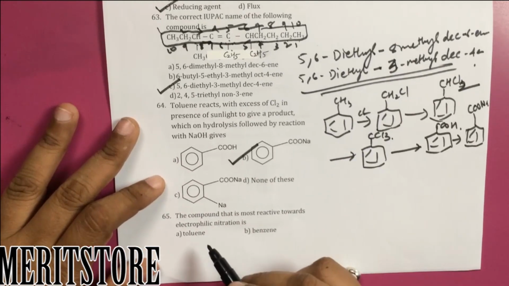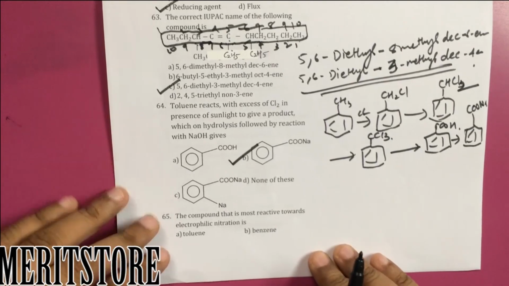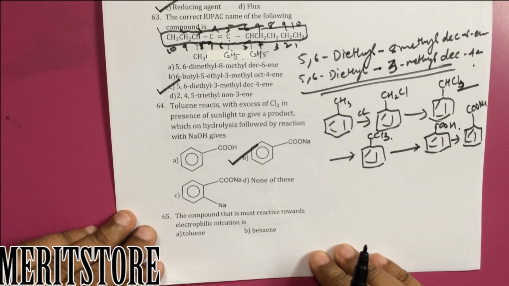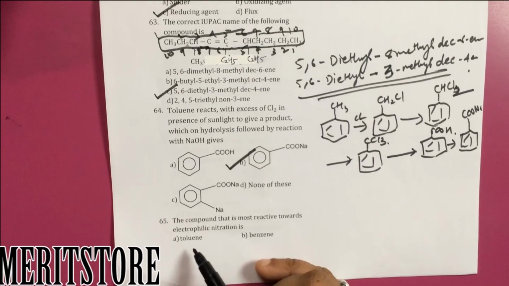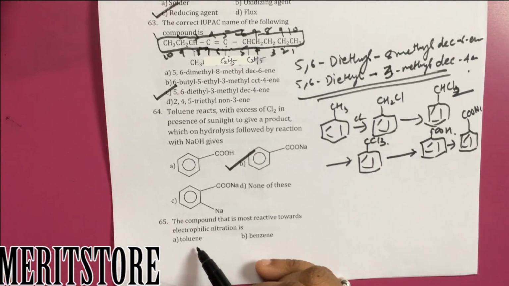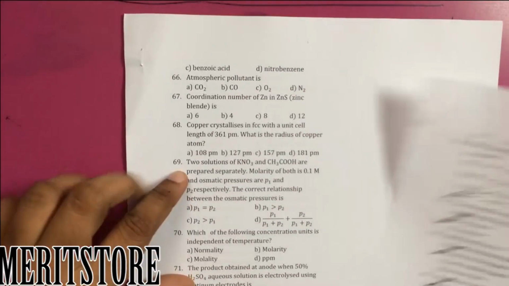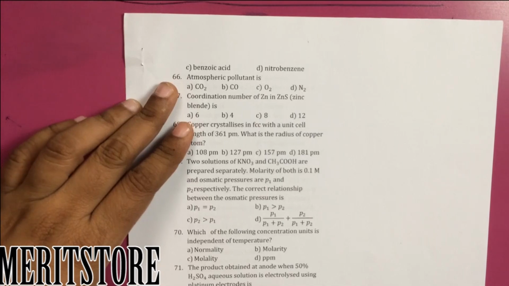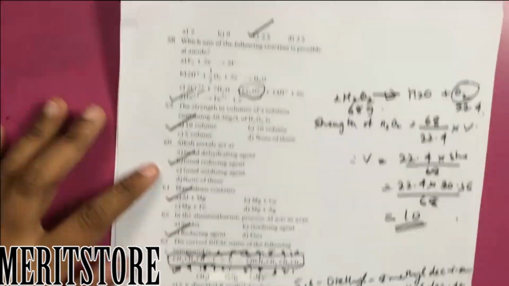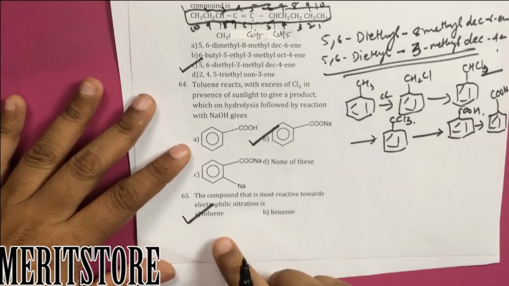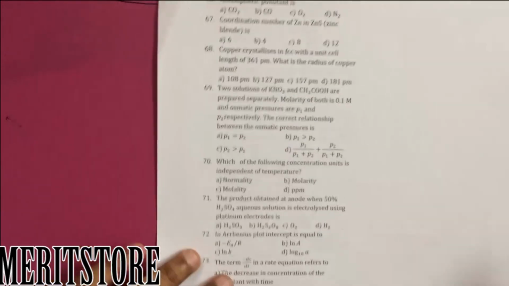Question number 65. Which compound is most reactive towards electrophilic nitration? Electrophilic nitration requires the compound to be electron rich in nature. In toluene, we have a benzene ring attached to an alkyl group which will make it electron rich. Then we have option B, benzene. Option C is benzoic acid and option D is nitrobenzene. COOH group and nitro both are electron withdrawing groups. Therefore, option A, as this contains the CH3 group which is electron donating in nature.